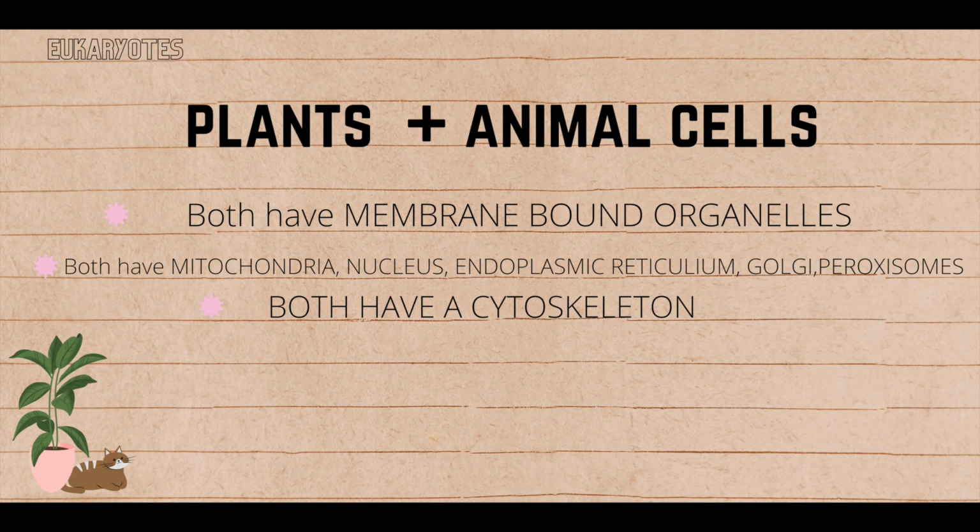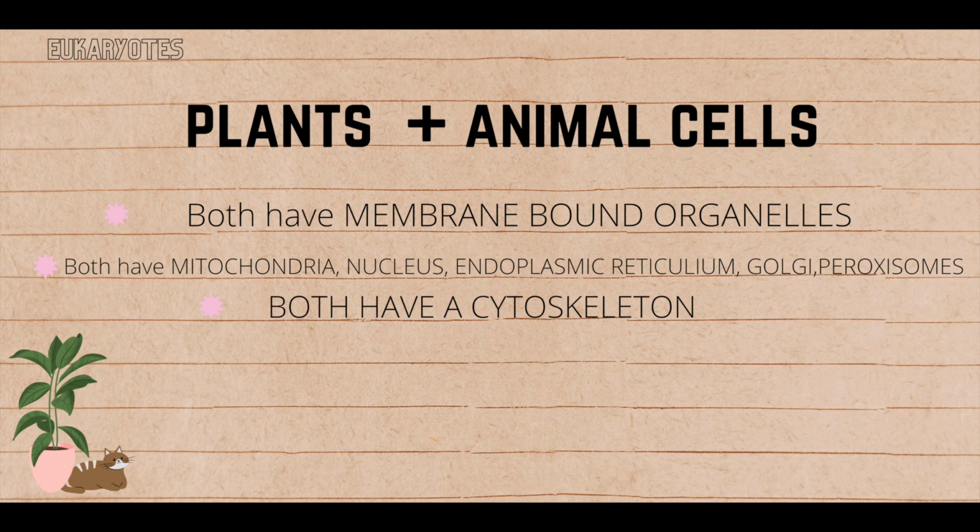Okay, so secondly, plants and animals both have the main organelles like your mitochondria, nucleus, endoplasmic reticulum, the Golgi apparatus, and peroxisomes, and they both also have the cytoskeleton. Notice that I left out the lysosomes, and that's because yes, both animals and plants do have lysosomes. However, it is far less likely to find them in the plant cell.